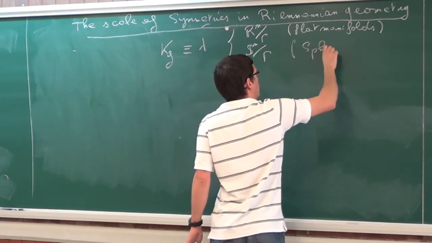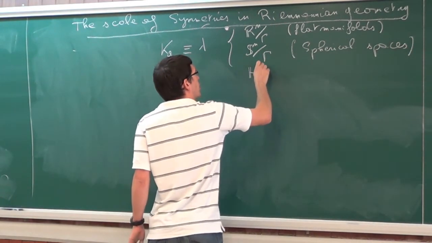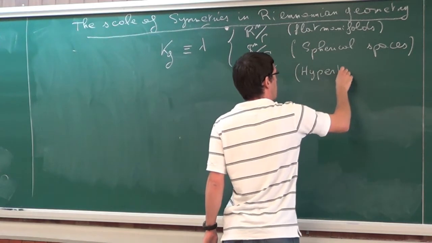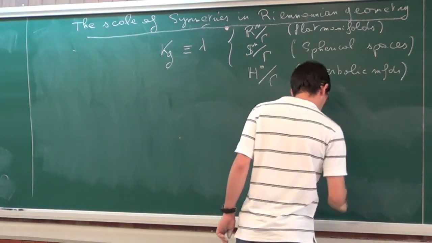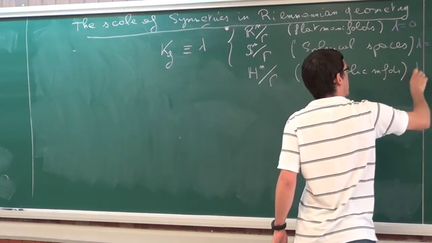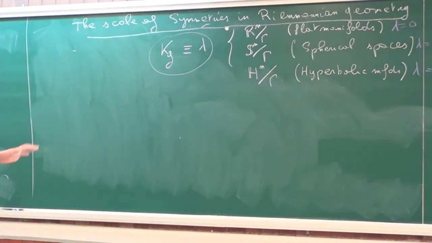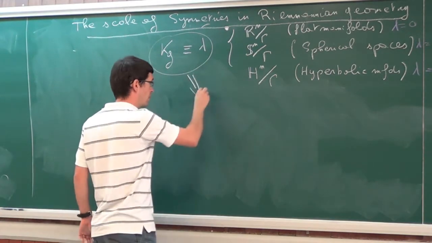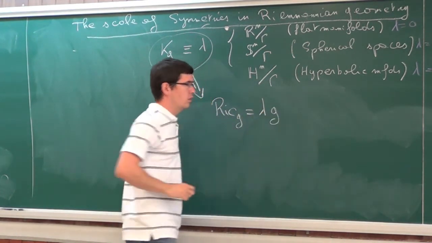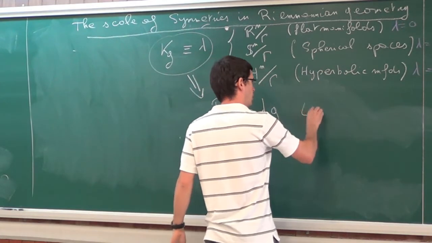They are called spherical spaces. And the quotients of the hyperbolic space by some group. And these are hyperbolic manifolds. And each one corresponds to a value of lambda. The first one corresponds to lambda being 0, the second one to lambda being 1, and the last one lambda minus 1. So these are the most symmetric manifolds you can find. Then you have the manifolds such that the Ricci tensor is some multiple of the metric for a fixed lambda. So these ones are special cases. These manifolds are called Einstein manifolds.